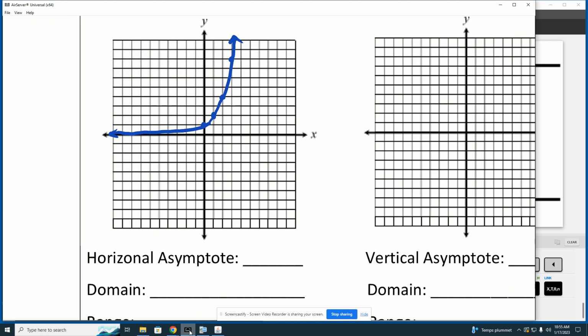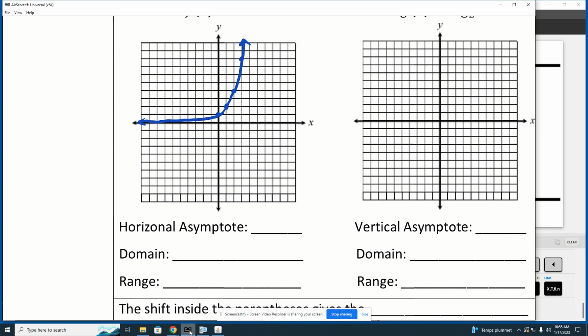Now, what was my horizontal asymptote? Y equals 0. It had no vertical shift. All right, now back to what we had learned about domain. Guys, what was the domain? Could it go left forever? Could it go right forever? So what did we say about our domain of exponential functions? Unlimited, right? Are y'all with me?